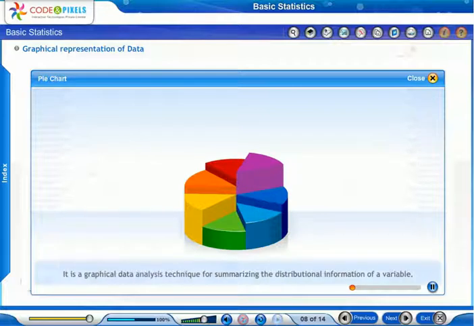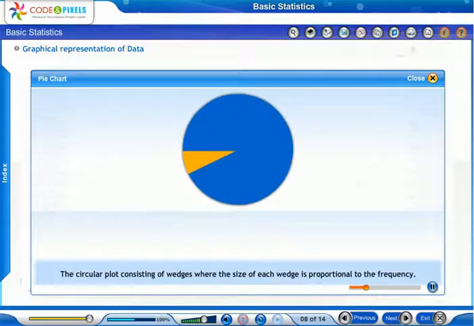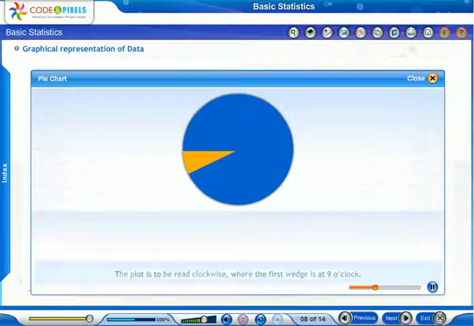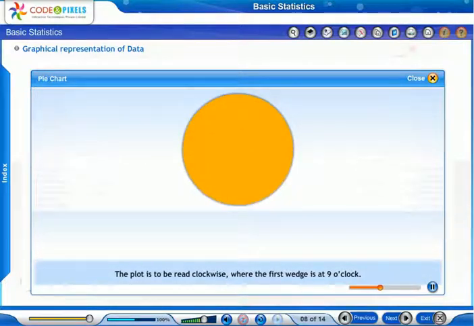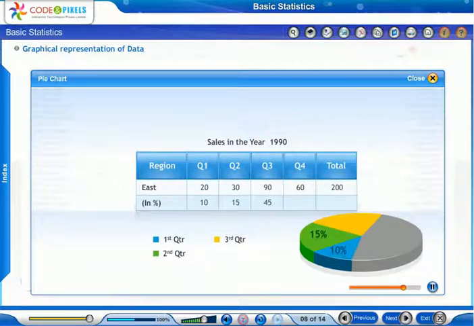Pie chart. It is a graphical data analysis technique for summarizing the distributional information of a variable. It is a circular plot consisting of wedges, where the size of each wedge is proportional to the frequency. The plot is to be read clockwise, where the first wedge is at 9 o'clock. Statistical data of sales in a region for 4 quarters are explained here. The first quarter indicates a 10% sales rate, which grows to 15% in the second quarter, 45% in the third quarter, and reduces to 30% in the fourth quarter. Thus, it shows the percentage of total sales in a year.